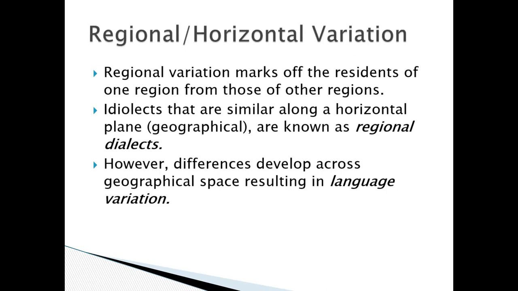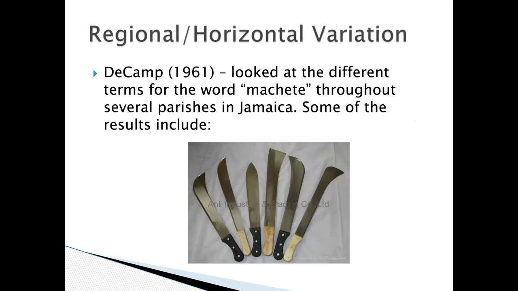All right, so the Cam in 1961. So guys, remember, if you're typing, I'm not going to be able to see it. I'm sharing screen now. All right, so the Cam in 1961, he decided to do some work on variation in Jamaica. And what he did was to look at the different terms for the word machete, or we call it a machete or the cutlass. Those are the two most popular terms that we use to refer to this item, right? And so he went across the parishes and let us look at some of the results.